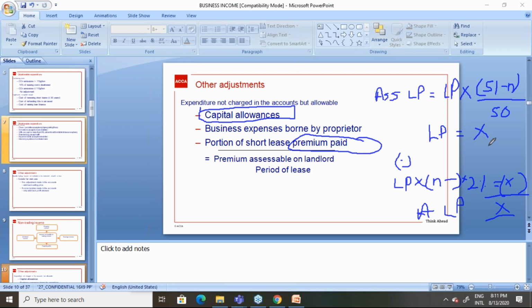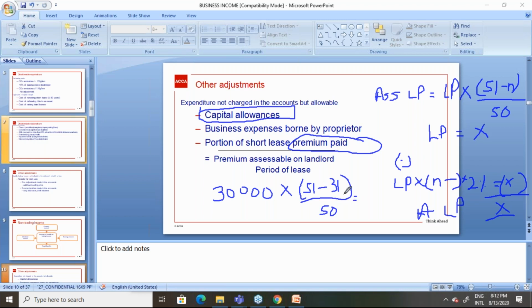But here you are permitted to deduct it as an allowable expenditure over the lifespan of the lease. For an example, assume the lease premium paid is £30,000, and it is for a period of, say, 31 years. The lease time period is 31 years. So 51 minus n, 31 years, divided by 50, you get the assessable lease premium.